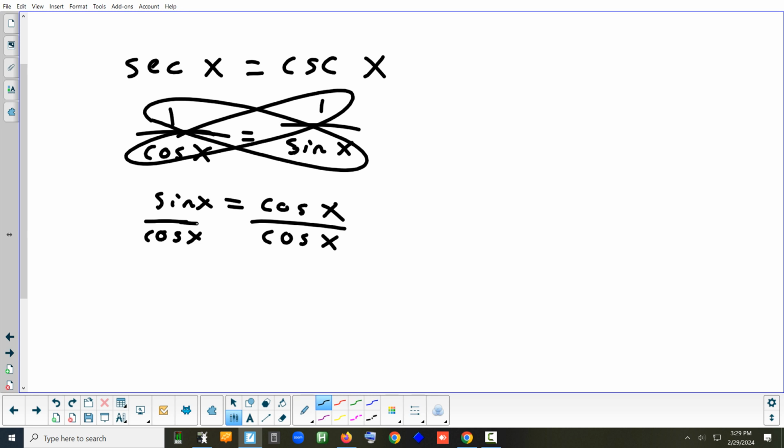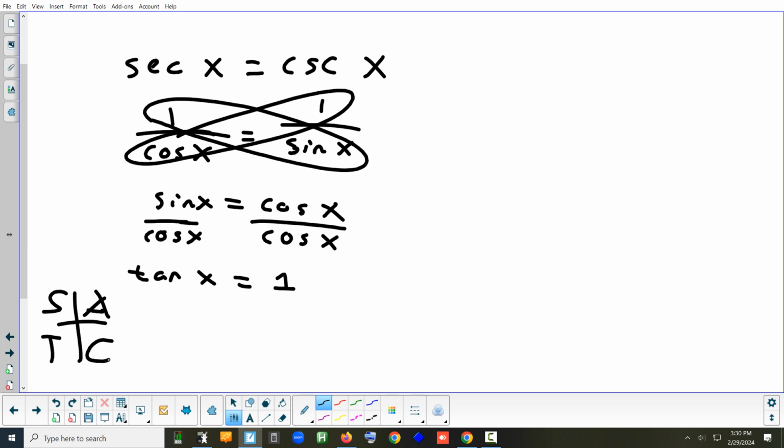If you divide each side by cosine, what do you get on the right side? 1. And what do you get on the left side? Tangent. Now you got rid of having 2 trig functions, and now you just have 1. How would you get x by itself there? Take the inverse. Yep, you take the inverse tangent, and you'd be looking for an answer in quadrants 1 and 3, because that's where tangent is positive.